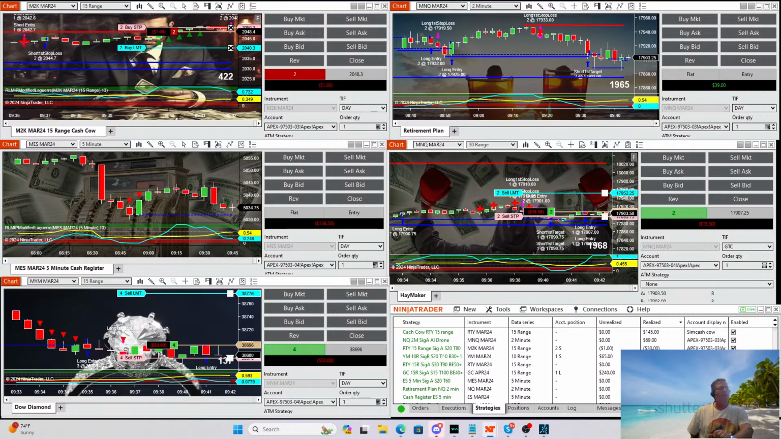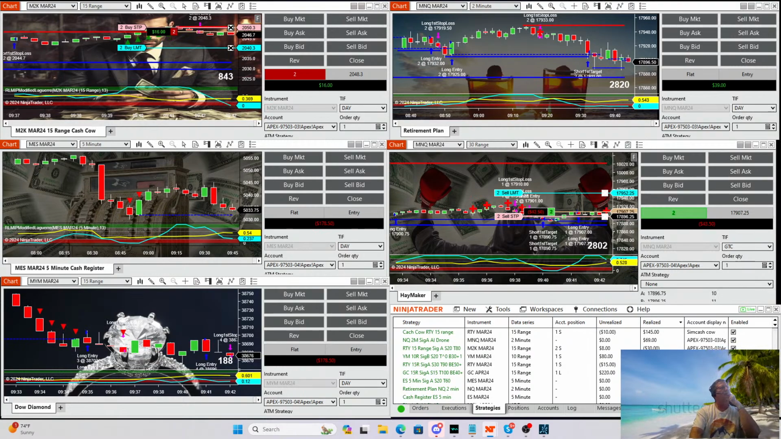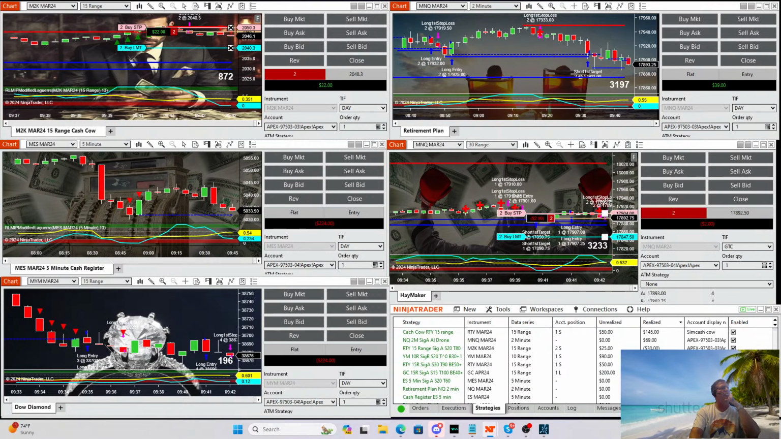Russell just shorted right off of that area of resistance. But the Russell keeps testing that price. Love to get a big move down here.